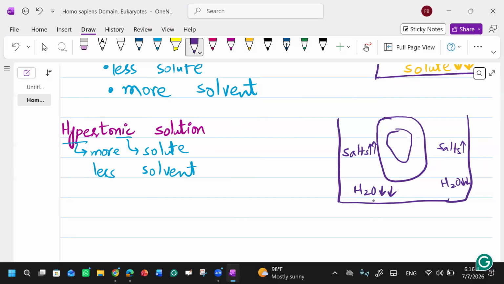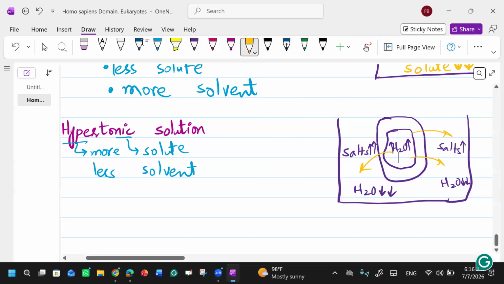If outside water is less, what about the inside of the cell? Is there more water inside the cell or less water? More. So inside there will be more water. Now can you tell me the net movement? From inside to outside, okay? Because there is more water inside and there is less water outside.